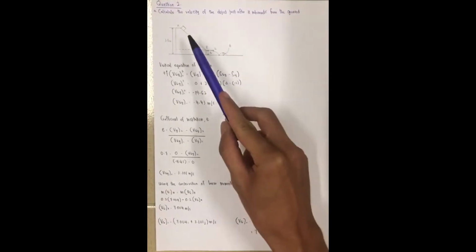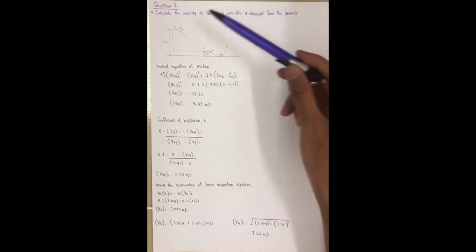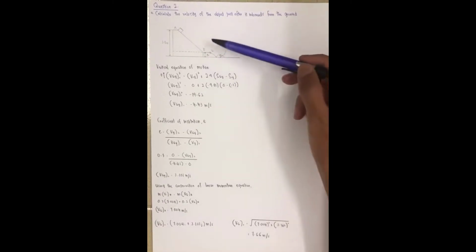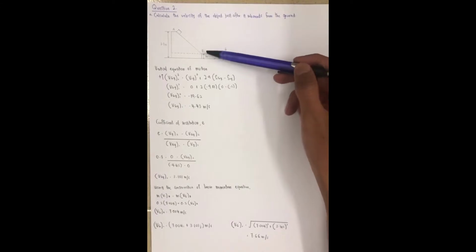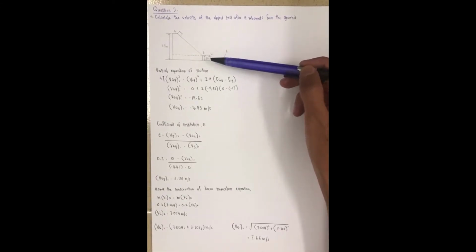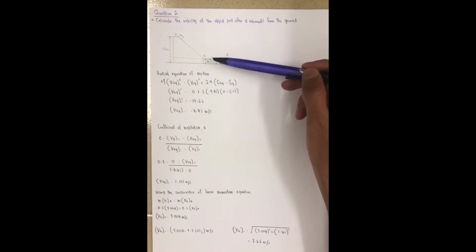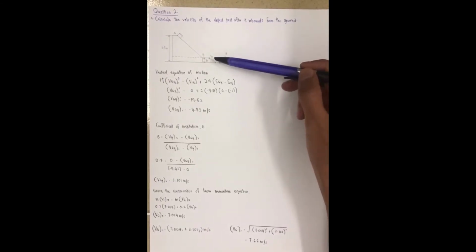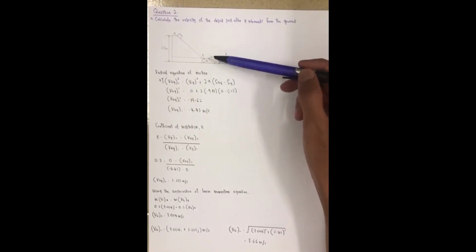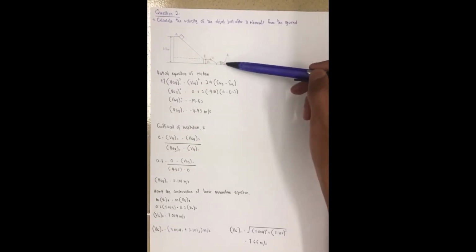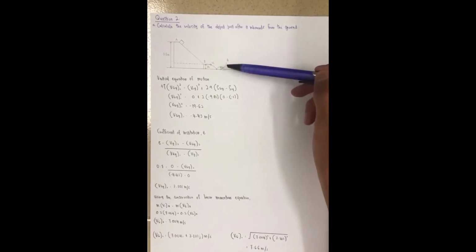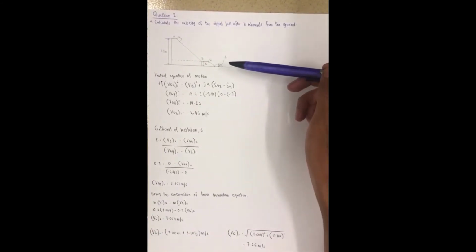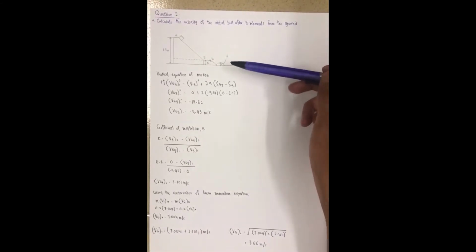Question 2A. Calculate the velocity of the object just after it rebounds from the ground. The object falls from point A to point B due to gravity. The object then falls to the ground with the velocity from point B, which I name velocity ground 1 or VG1. The object then rebounds due to the hitting impact and creates another velocity, VG2. The question asks us to find VG2.